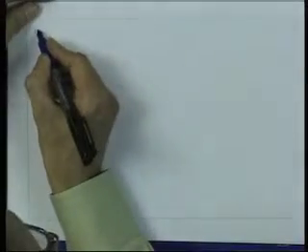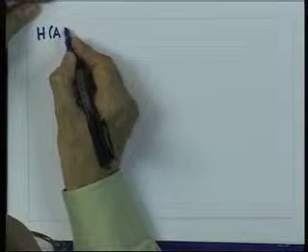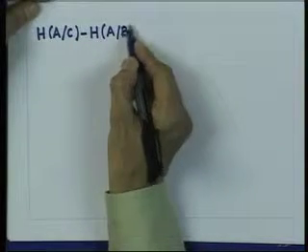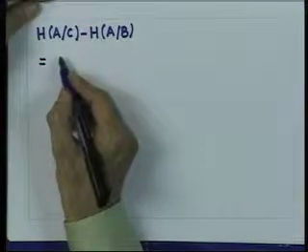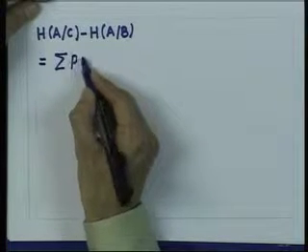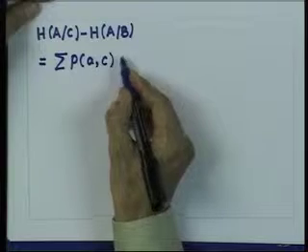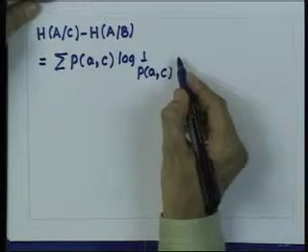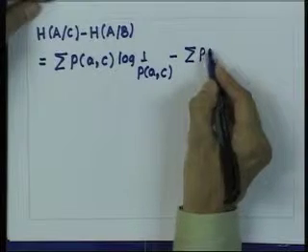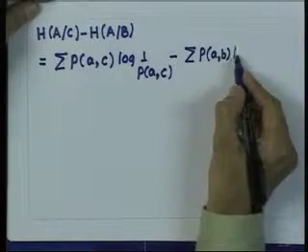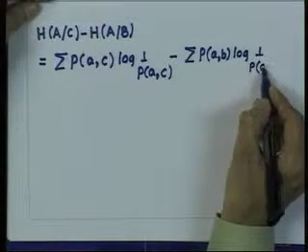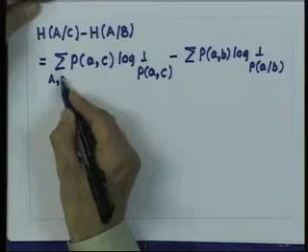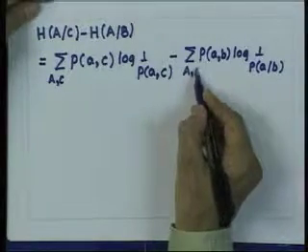So, H of A given C minus H of A given B is equal to the sum of probability of A, C log of 1 by probability of A given C, minus the sum of probability of A, B log of 1 by probability of A given B. The first is a double summation over the alphabet A, C. The second is a double summation over alphabet A, B.